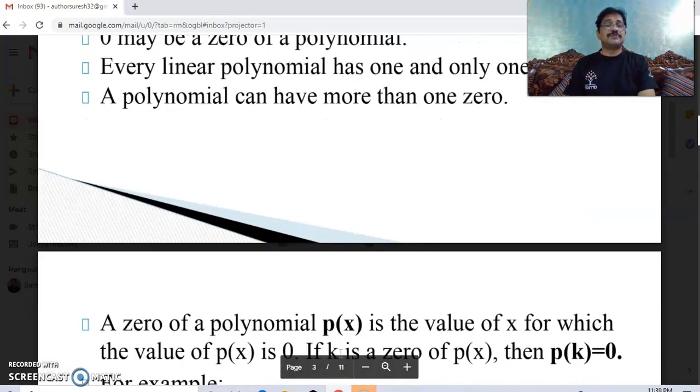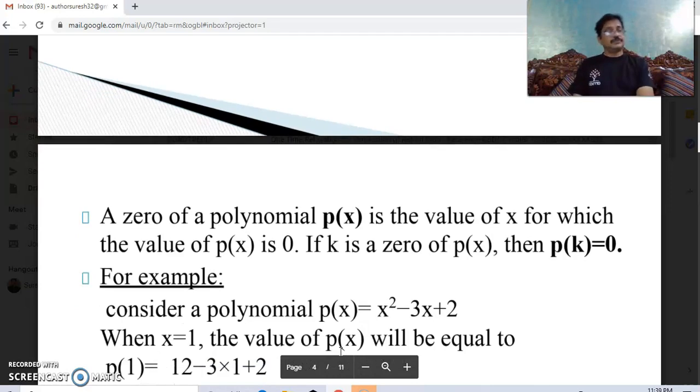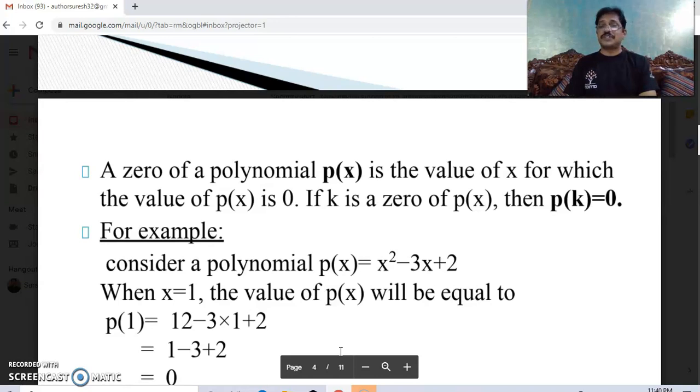A polynomial can have more than one zero. For example, if it is a quadratic polynomial, it has 2 zeros. If it is a cubic polynomial, it has 3 zeros. If it is a biquadratic polynomial, it has 4 zeros. So according to the degree, we can say the number of zeros possible for the polynomial. A zero of polynomial p of x is the value of x for which the value of p of x is 0. If k is a zero of p of x, then p of k equal to 0.